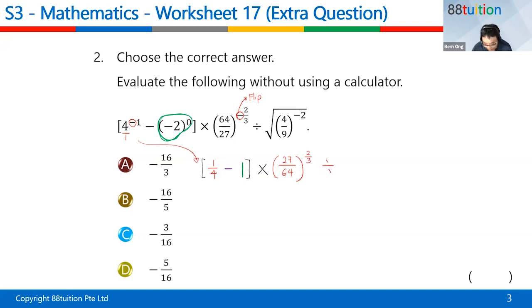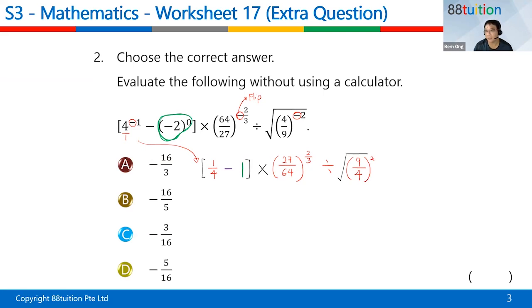Down here got the square root sign. Put on the square root sign, it's okay. Leave it first. The negative again. Yeah, negative 2. Activate the flip again. 4 over 9 becomes 9 over 4. Are you okay? And the square is still inside.